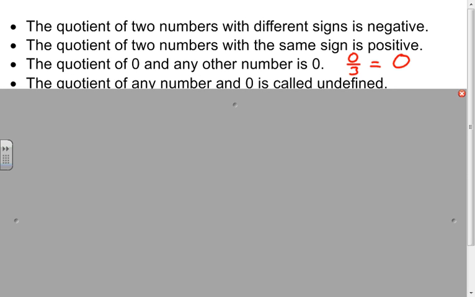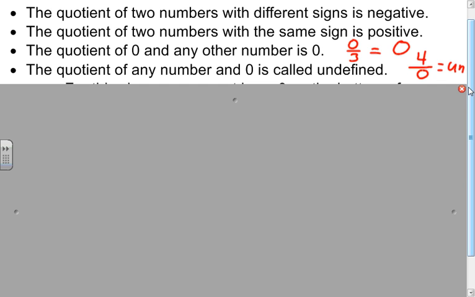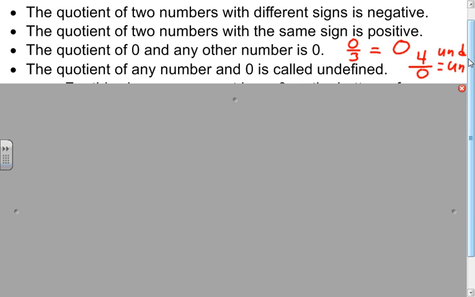The last rule for division, the quotient of any number and 0 is called undefined. So, for example, if I have 4 divided by 0, that answer is not 0. You're not allowed to have 0 in the bottom of the fraction. So the answer to this is actually the word undefined. I ran out of room. You can just simplify it UND. Undefined. Okay?